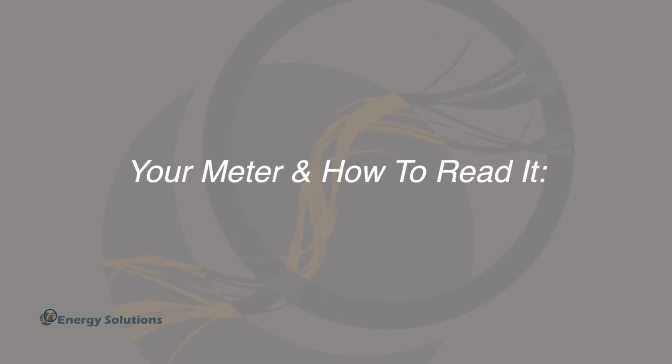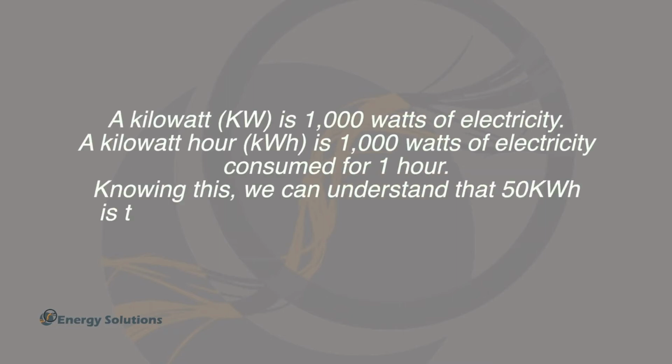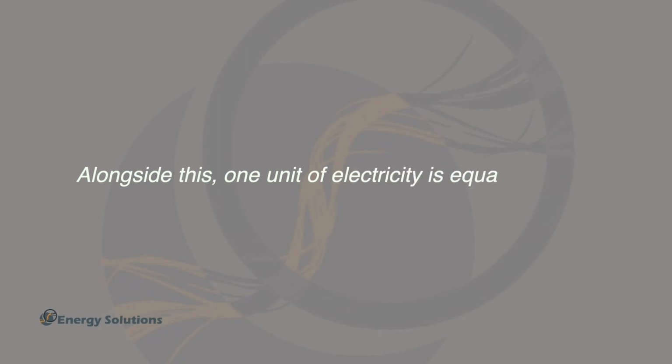Bills are built by taking readings in order to convert them into kilowatt hours, which are then used to establish your charge. A kilowatt is 1,000 watts of electricity. A kilowatt hour is 1,000 watts of electricity consumed for 1 hour. Knowing this, we can understand that 50 kilowatt hours is the equivalent of 1,000 watts for 50 hours, or 5,000 watts for 10 hours. Alongside this, 1 unit of electricity is equal to 1 kilowatt hour.